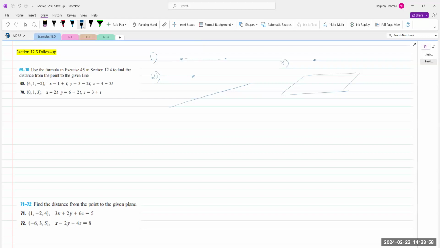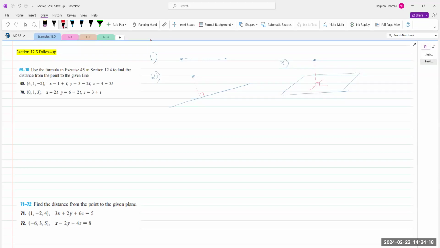Now, when we say the distance, it is always the closest distance, which means when we say distance to a line, it will be the perpendicular distance, and the distance to a plane will be the perpendicular distance to that plane. Okay?